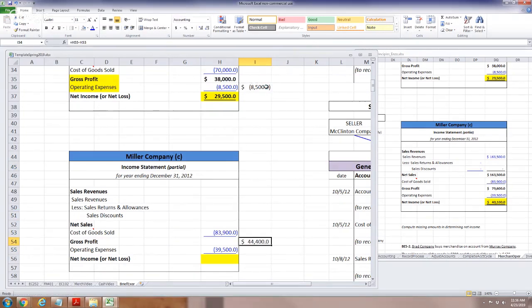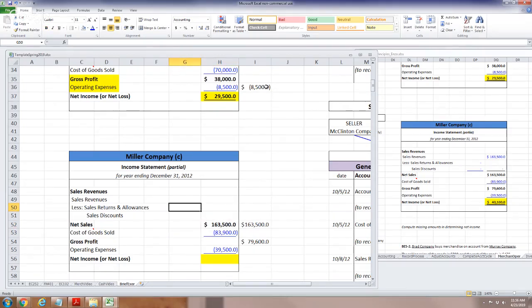So going back to the net, it would be 163,500. And actually, we should probably do that here. You're just adding these two. The cost of goods sold and gross profit is that. This is what we want to get to.